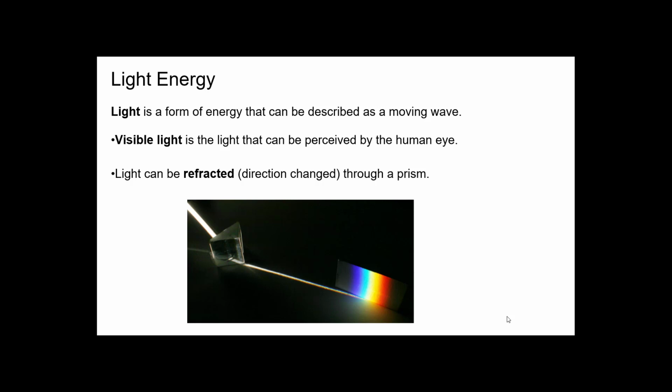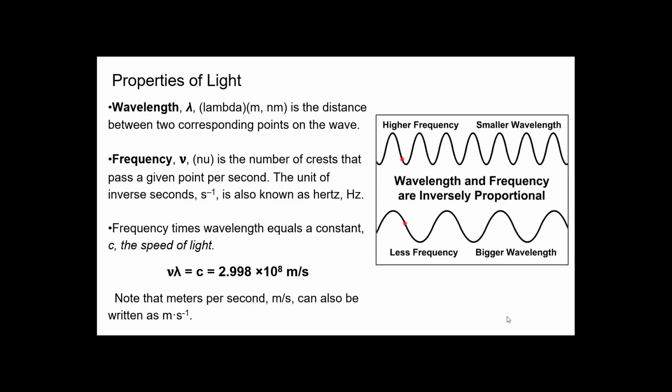Light energy. Light is a form of energy that can be described as a moving wave. We are interested in the visible light, and that's where we're going to pick up with this lab. Light can be refracted, its direction changed, it's a fancy word, through a prism.